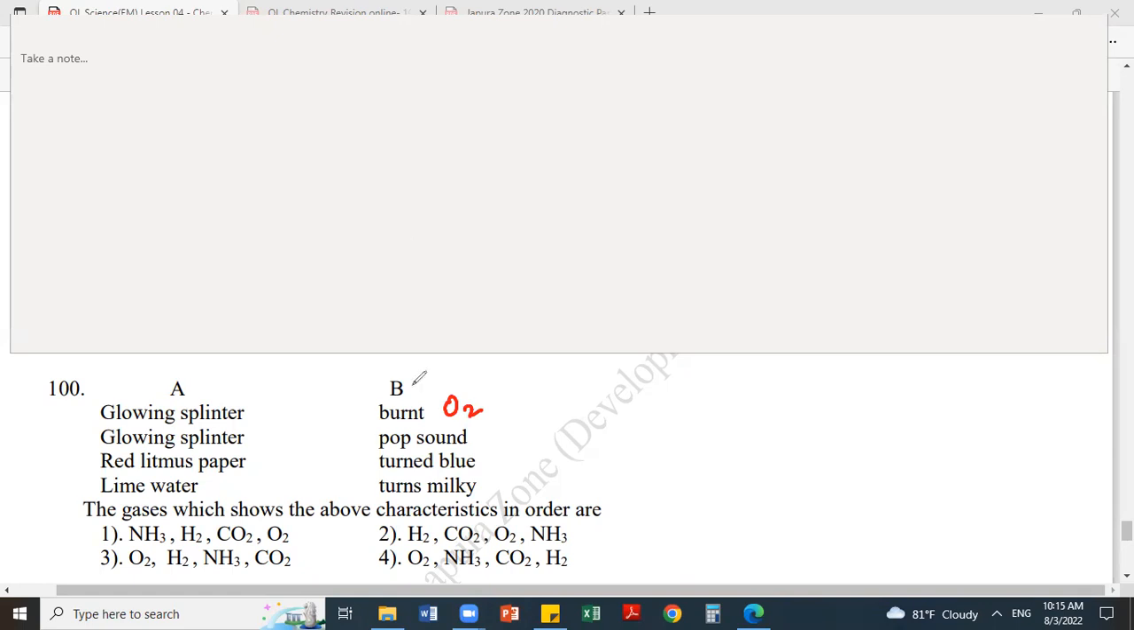First, predict each gas. Glowing splinter pop sound, I think it should be a burning splinter. Anyway, the answer is hydrogen. Then red litmus turns blue. Red litmus turns blue by what gas? A basic gas. What is the basic gas in your syllabus? Ammonia, NH3. Right, everyone? Lime water turns milky, that is carbon dioxide gas. So the answer will be: oxygen, hydrogen, ammonia and carbon dioxide.